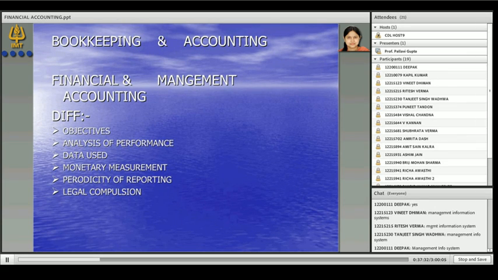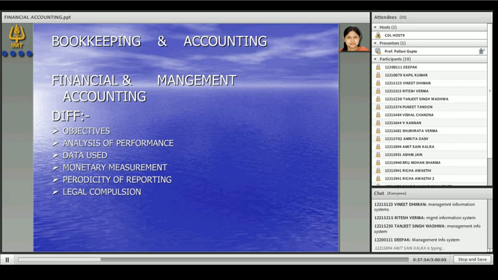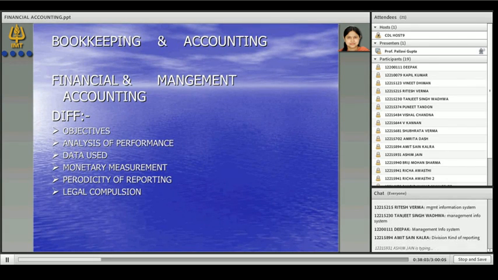Analysis of performance in financial accounting is prepared for the company as a whole, while management accounting may be prepared for a particular product line, or for a particular store or location, according to the desires of the management. Divisional reporting we have in financial accounting also.